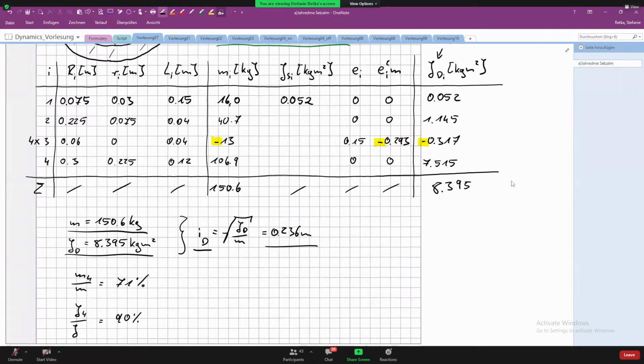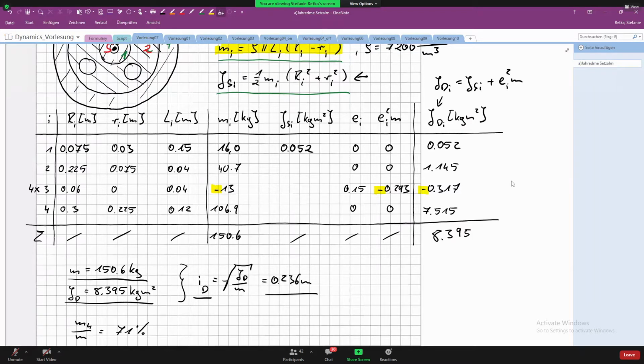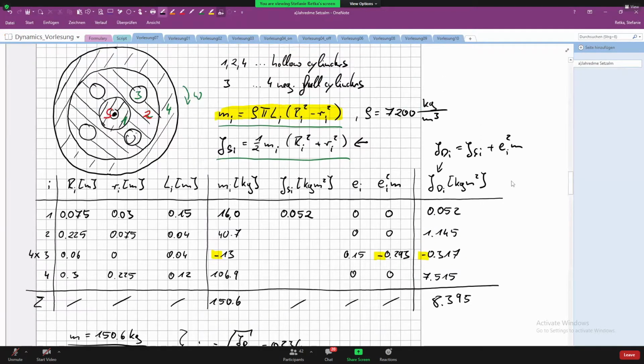Professor, excuse me, why do we multiply by 4 in the case of the third subsystem? Because there are 4 drill holes. And here, 4 of them: 1, 2, 3, and 4. That's why we had to multiply by 4. So we subtract 4 drill holes from the system.